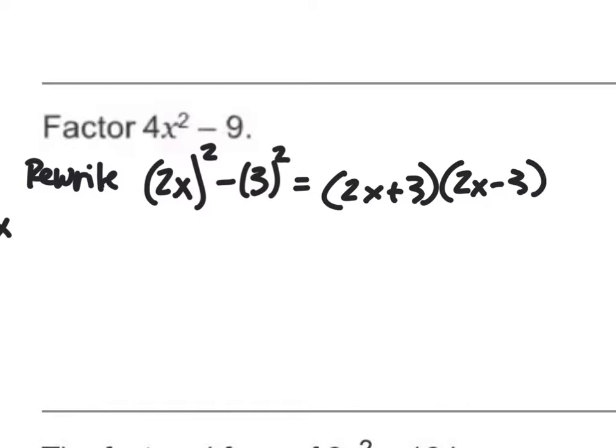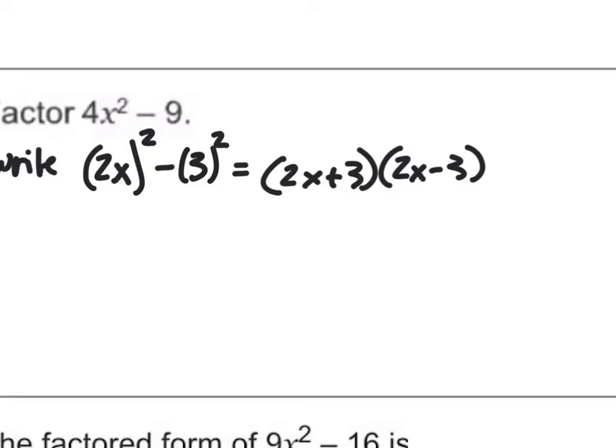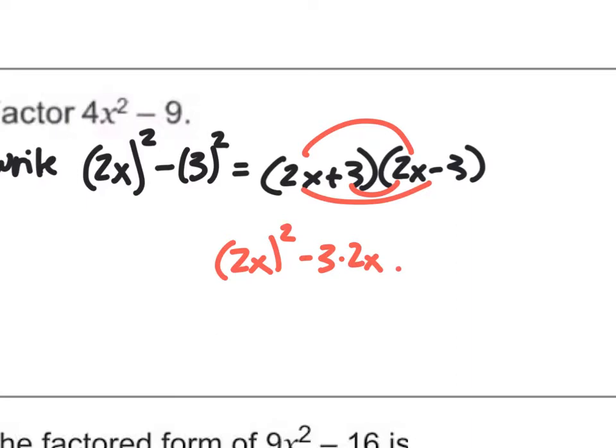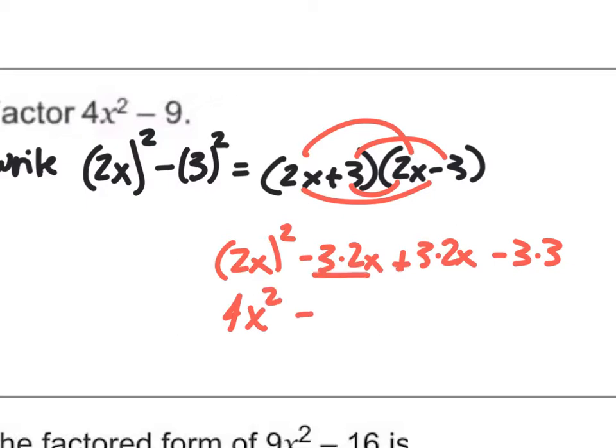Okay, and remember, if you're wondering whether you factored this correctly, then remultiply it out. If I FOIL it, I'm going to get 2x quantity squared. Then I'm going to do 2x times negative 3, so minus 3 times 2x, and then plus 3 times 2x, and then minus 9, so negative 3 times negative 3. Let me write that out. And then minus 3 times 3. So what we get: 2x squared is going to give me 2 squared, which is 4, and then x squared, which is just x squared. This is going to give me minus 6x.